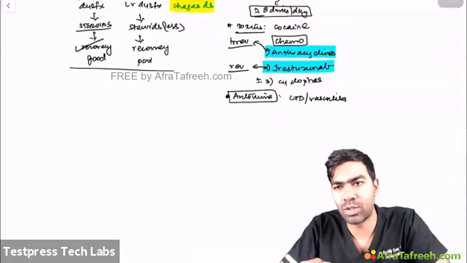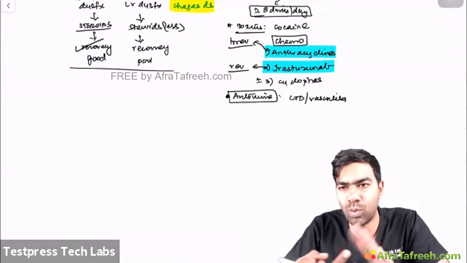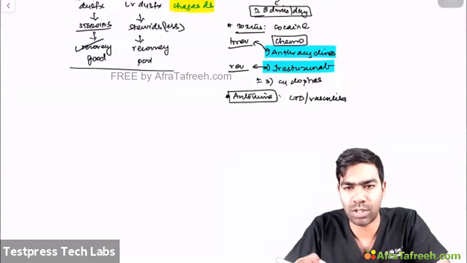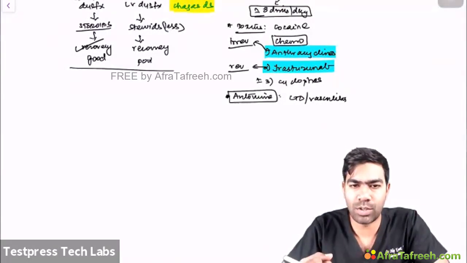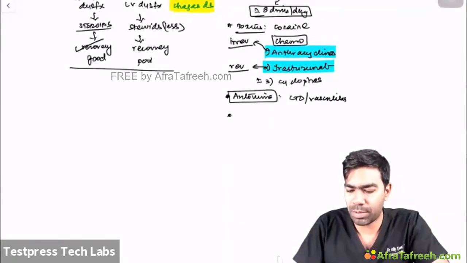And polyarteritis nodosa can also have a decent amount of cardiac involvement. So these are the two vasculitides I need you to know. One is Churg-Strauss and second is polyarteritis nodosa. Then we have another type of cardiomyopathy called peripartum cardiomyopathy.